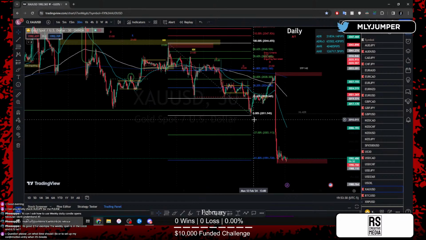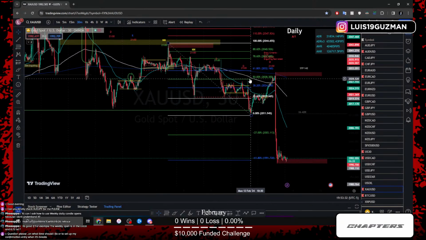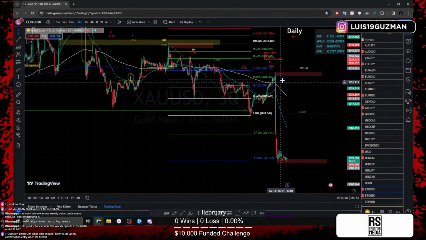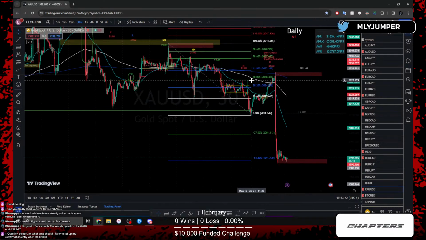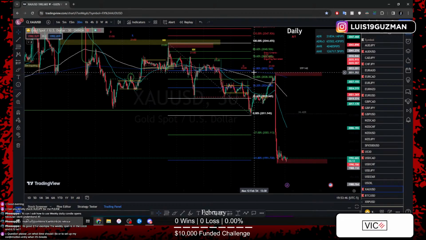So once we had a 30-minute break, we're expecting price to pull back into 50%, 61.8, and that's exactly what price did. The reason we're expecting that is because we had the 800 EMA as well. Price just pulled back up to the 800 EMA and everything was lining up. There was so much confluence up here.